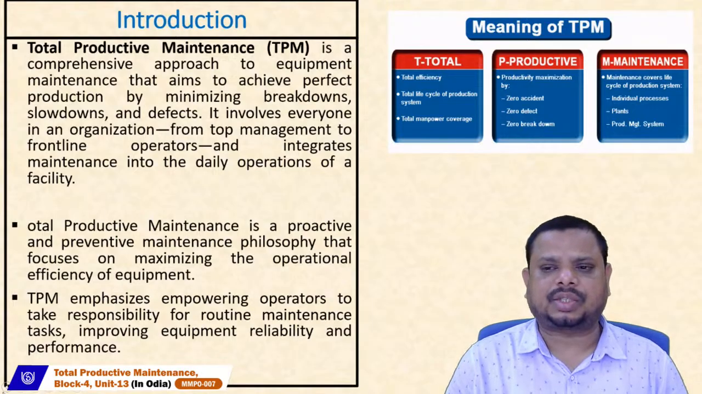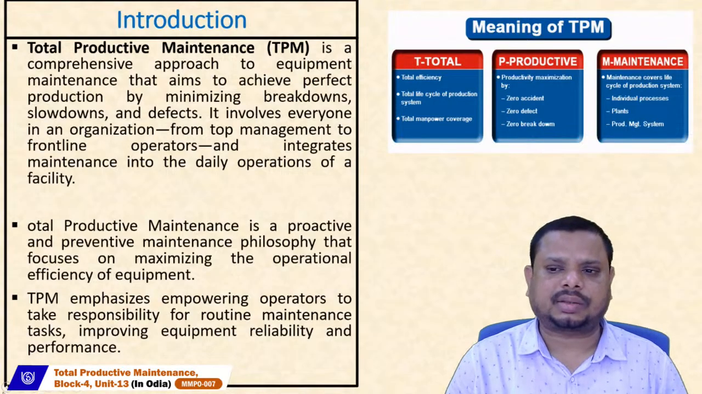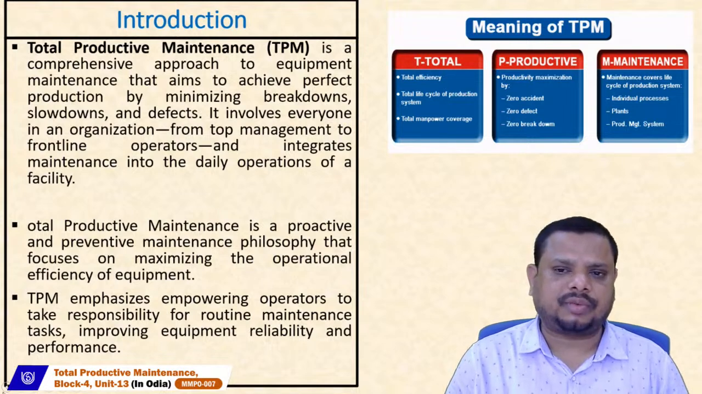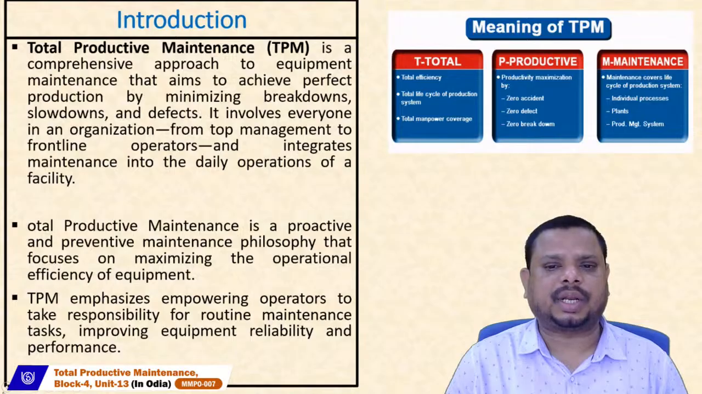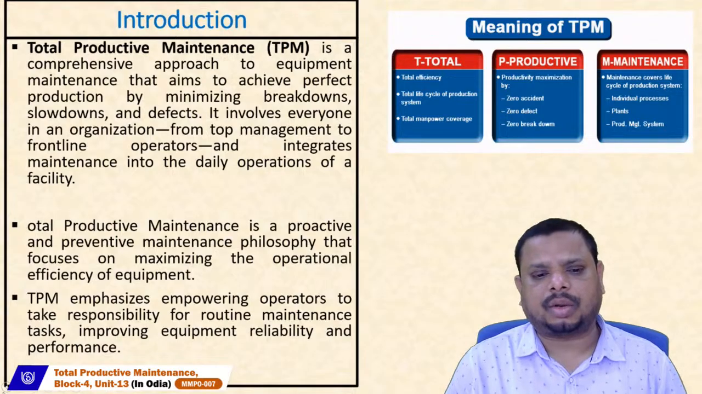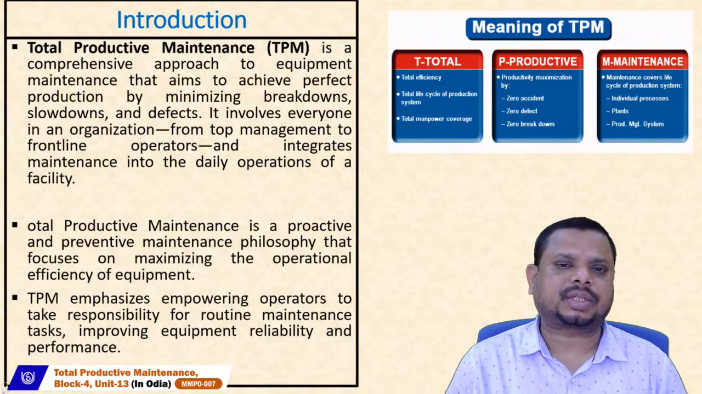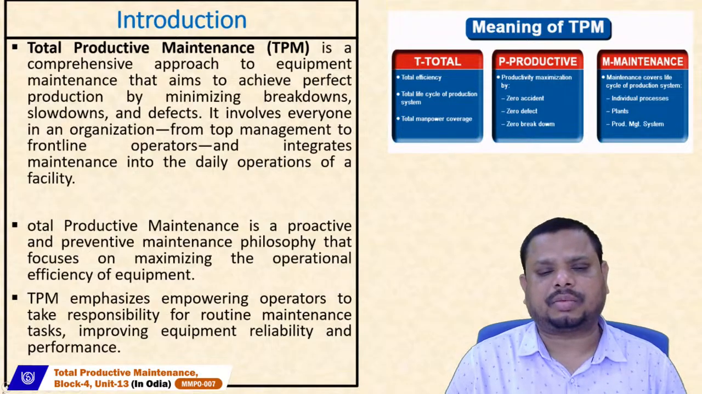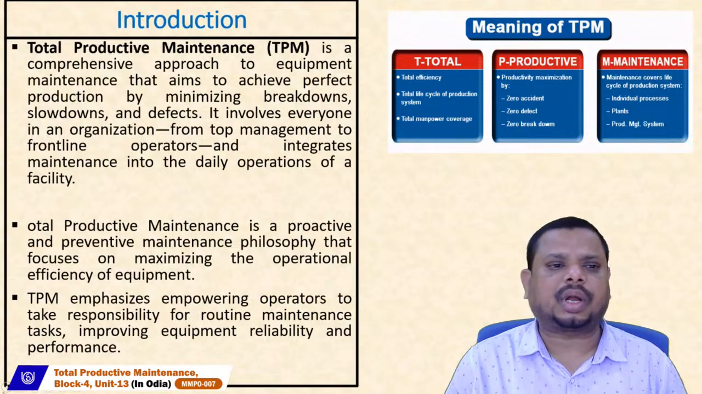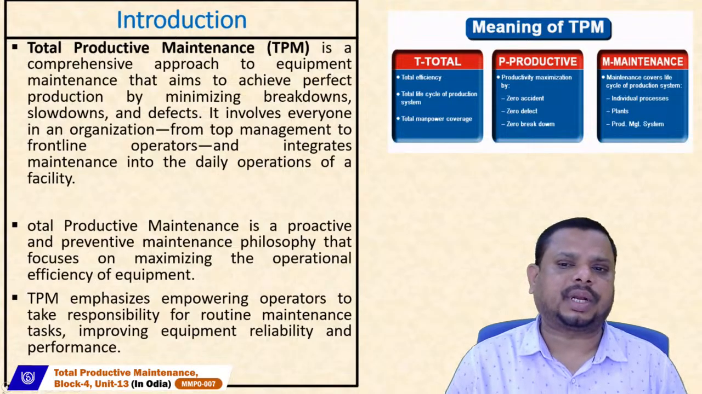And M stands for maintenance, which covers the life cycle of the production systems. It includes the individual process, the entire plants, and the production management systems. So if you combine them, total productive maintenance focuses on minimization of breakdowns, involves all levels of management, maximizes the operational efficiency of equipment, and improves equipment reliability and performance. So this is the overall idea about total productive maintenance.